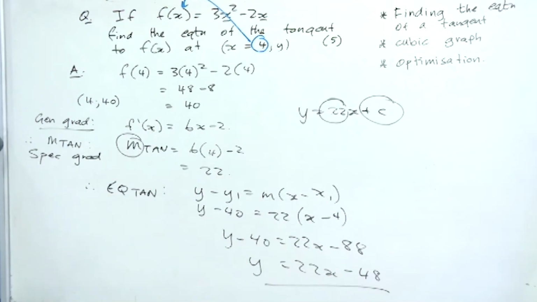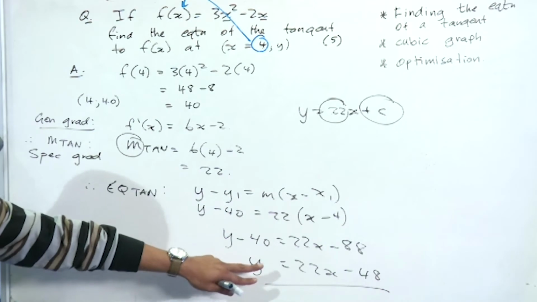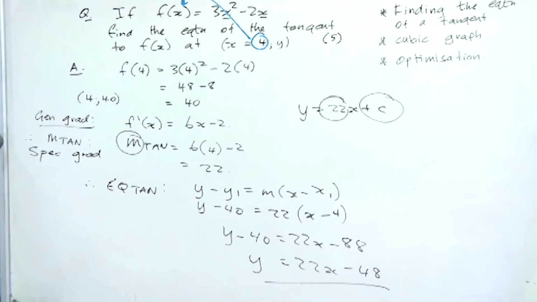That is your final answer. That is the equation of your tangent. y is equal to 22x minus 48.